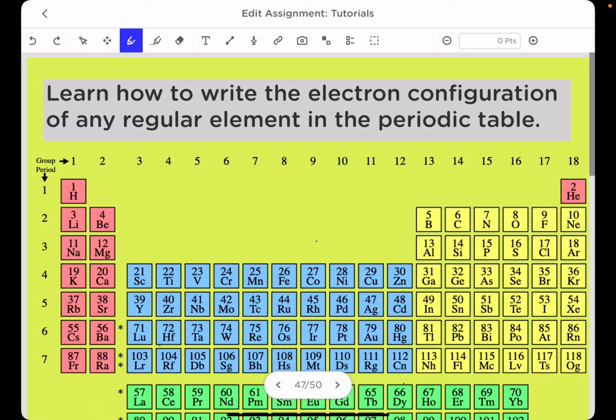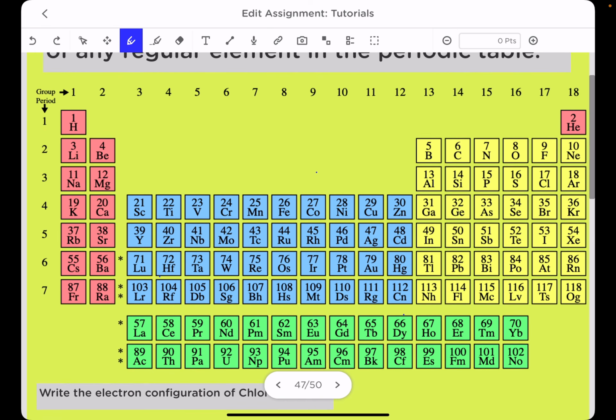Morning. Today I'm going to teach you how to write the electron configuration. I'll give you a very simple technique in order to write the electron configuration for any element in the periodic table. All you have to know first, at the beginning, is your periodic table.